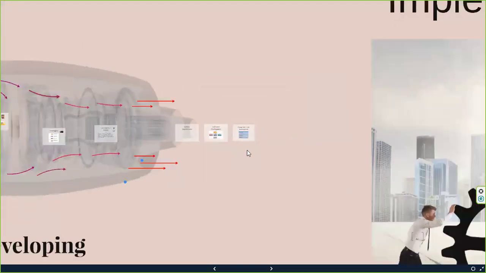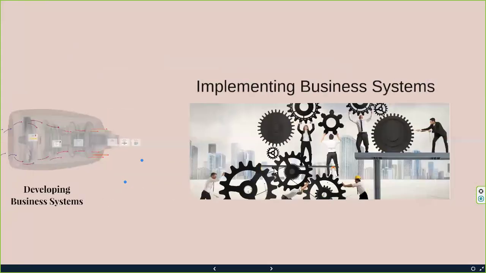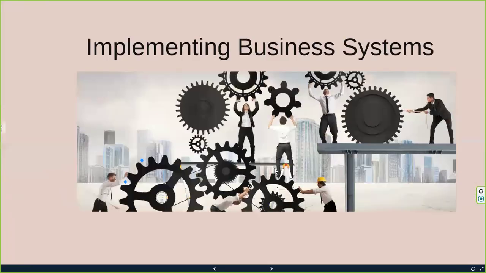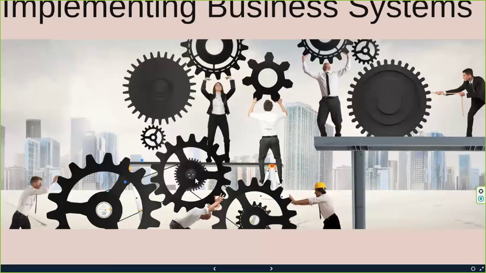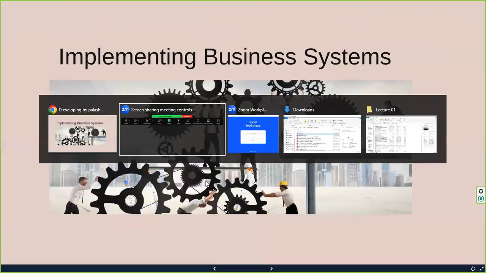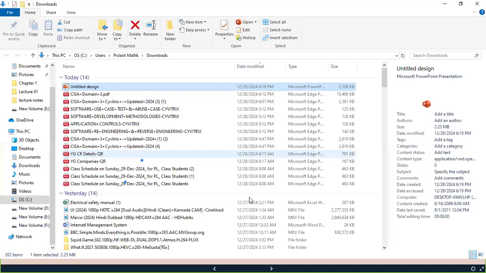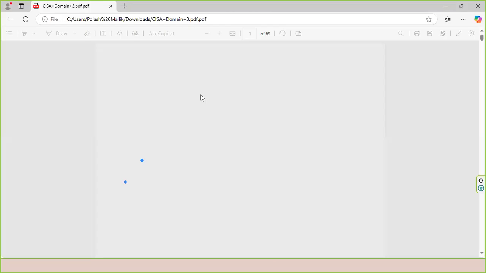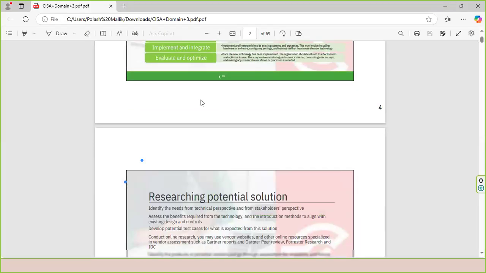I am following the CISA book. First, try to understand this thing. It is from the CISA book. Software design and other things are from here. Okay, I'll go by this and I'll explain it.